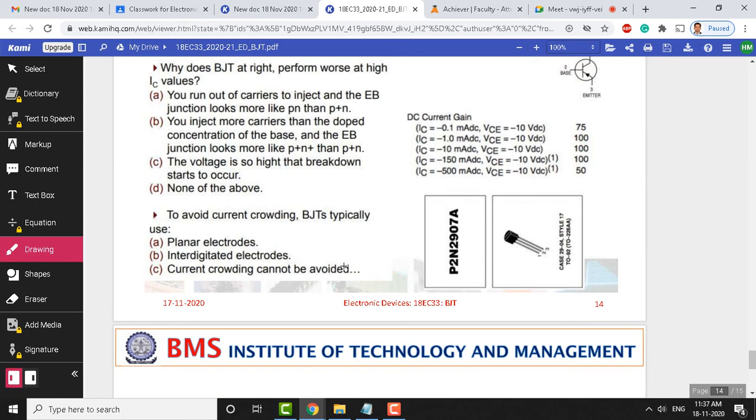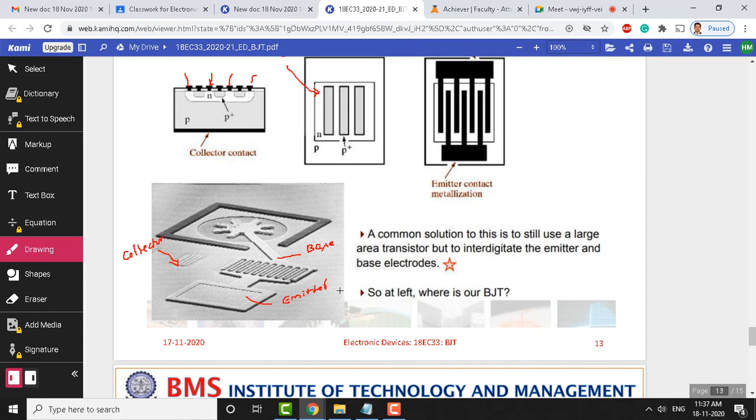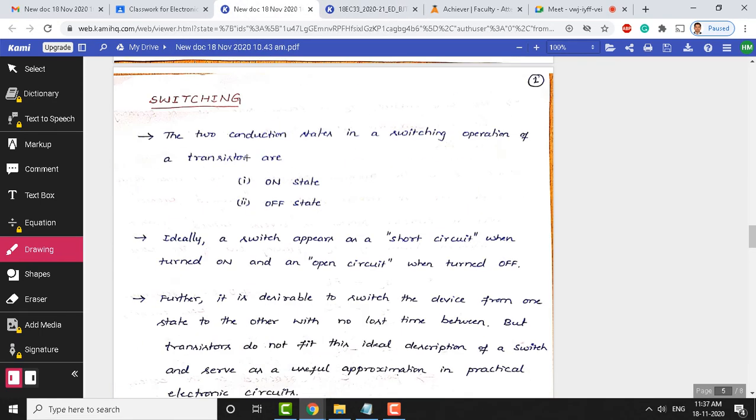With that we have covered emitter crowding, thermal effects, base narrowing, and even drift in the base region. If there are any questions with reference to this, I can take them up before we move on to the new topic of switching for the same module 3. Any questions or queries you have? Okay, if there are no questions, let me move on to switching.